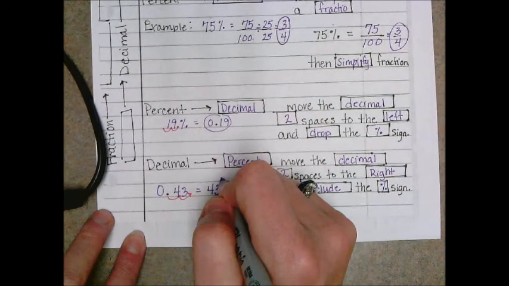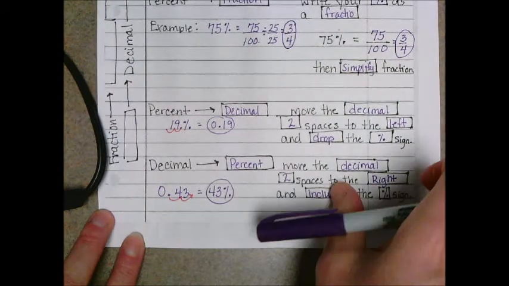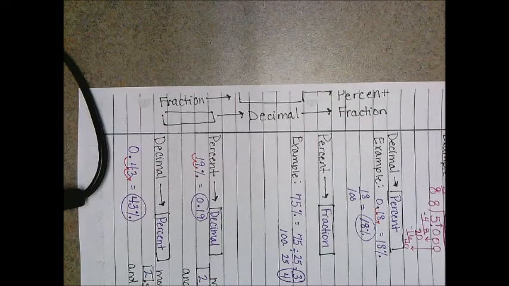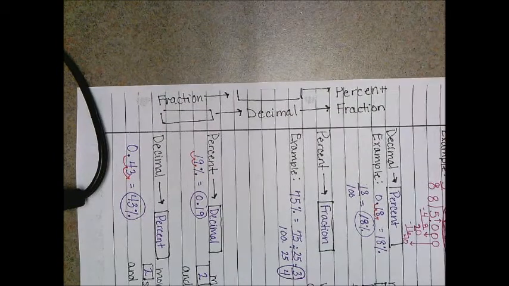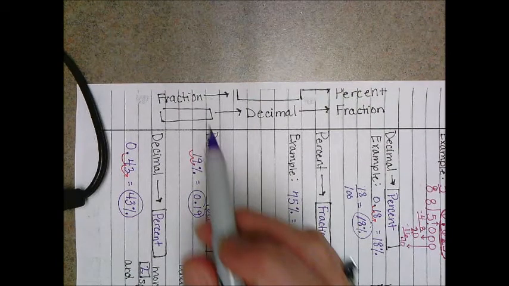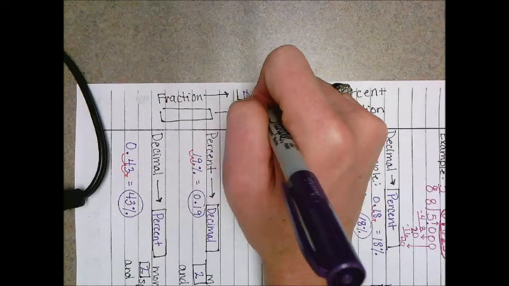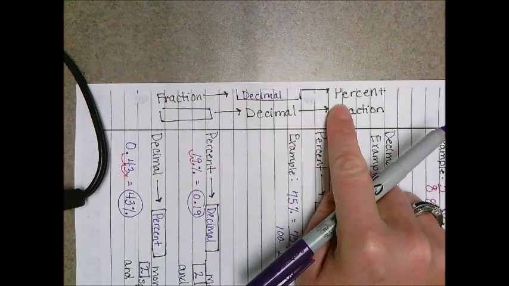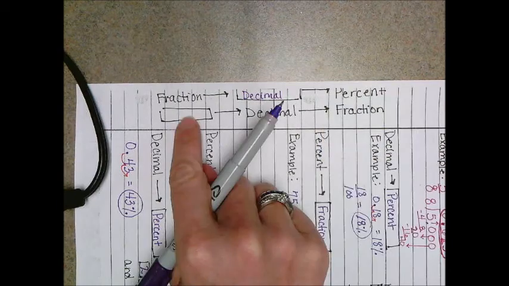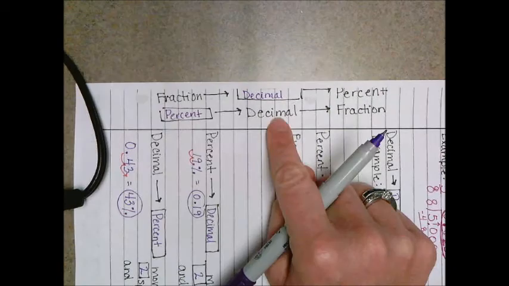Okay, and last but not least, something I want you to remember is that at any point you can have a fraction or a decimal or a percent, and they're interchangeable. Okay? If you have the fraction and you're trying to get to a percent, convert it to a decimal first. And then it becomes as easy as moving the decimal point. If you have a percent, sometimes it's easier then to convert it to a decimal and then convert it to a fraction.